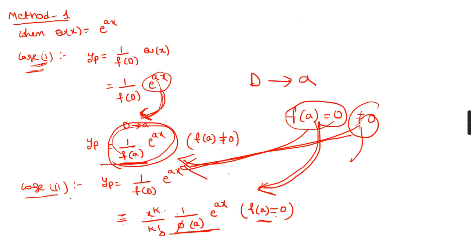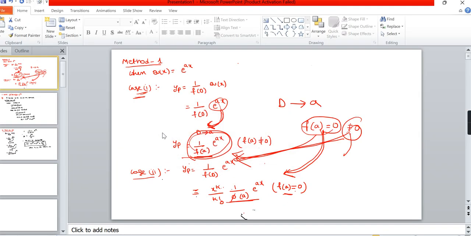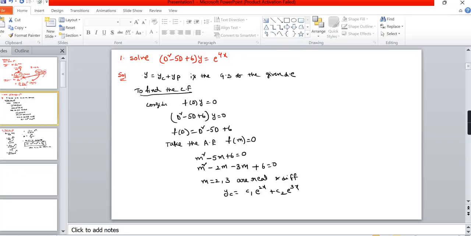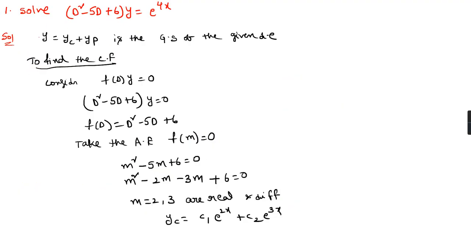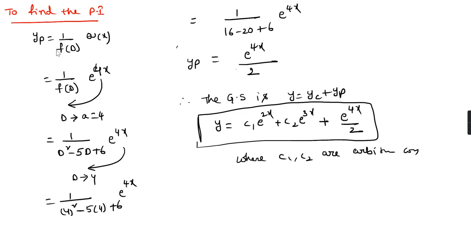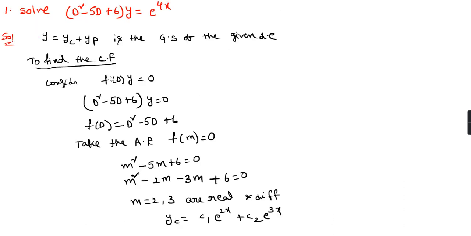Now let us see one problem. Solve d square minus 5d plus 6 into y equals e power 4x. Here we have to find the general solution. The general solution of the given higher order differential equation is y equals yc plus yp, where yc is the complementary function and yp is the particular integral.